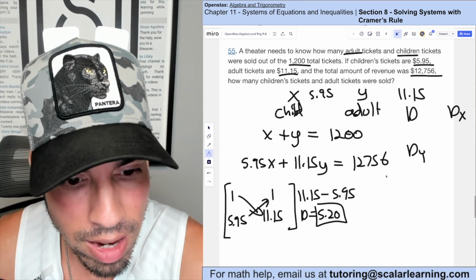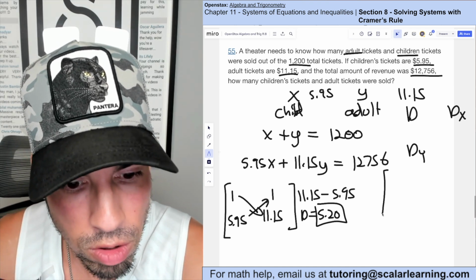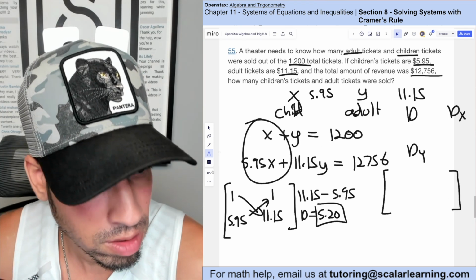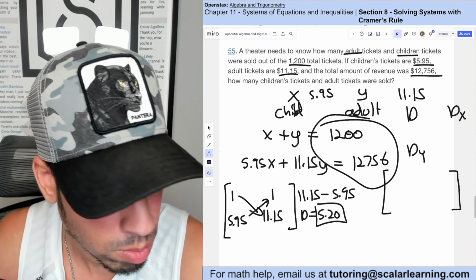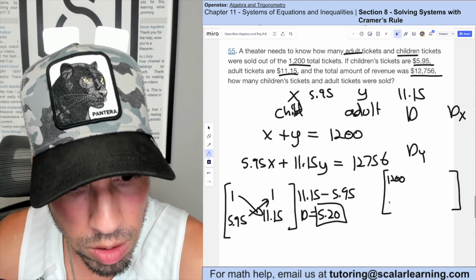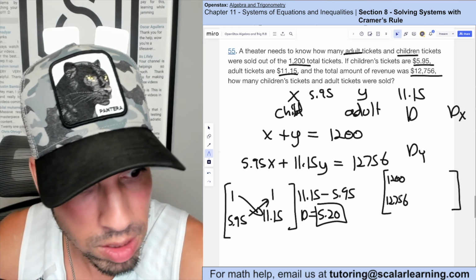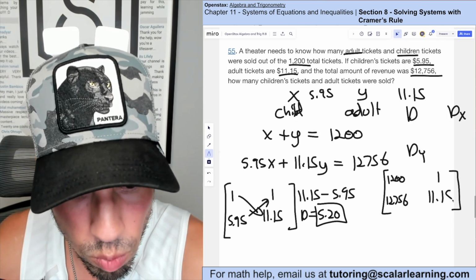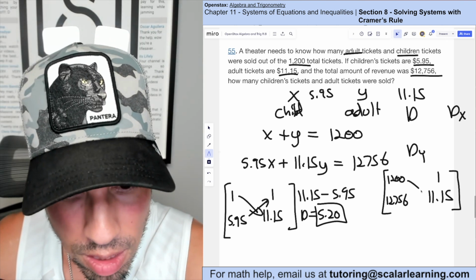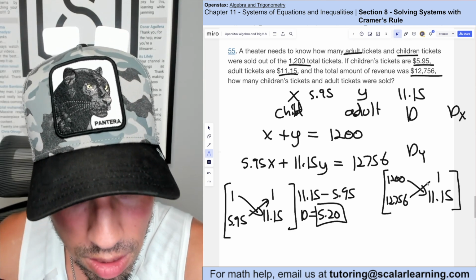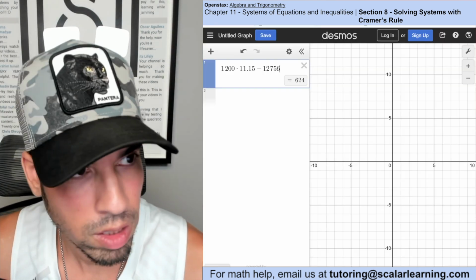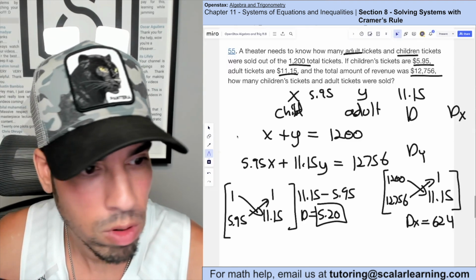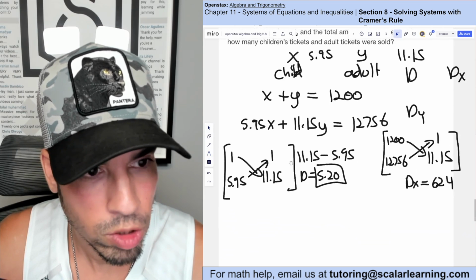Now let's do dx. So we're going to set up another matrix, okay, but now we're replacing the x column with these numbers. All right, so we got 1,200, we got 12,756, and then the y's stay the same. We still got 1 and 11.15. Now we're going to take this product minus this product, and we end up with 624. So dx is 624.